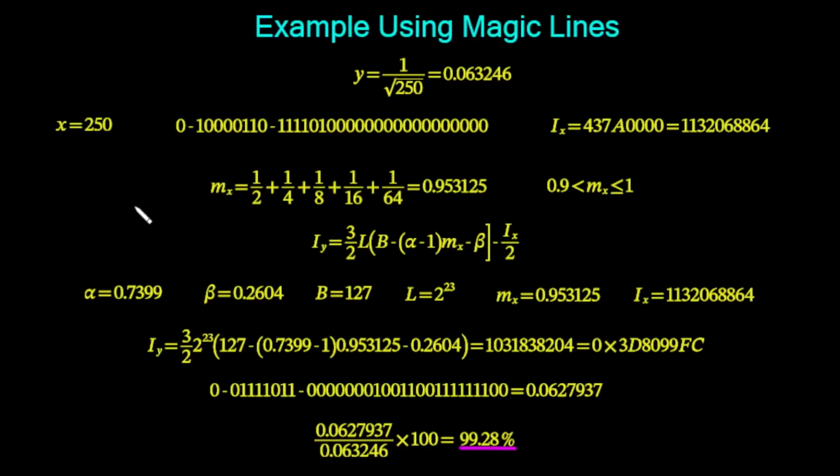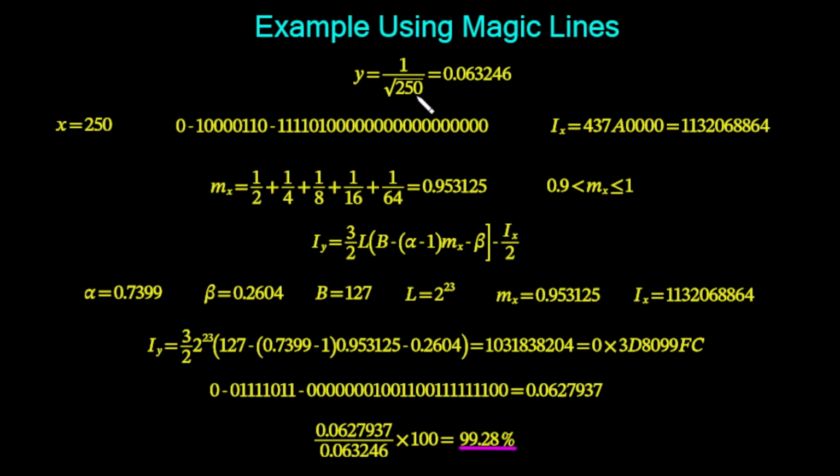So let's work through this example here. We're looking to evaluate y is equal to 1 upon the square root of 250. Now the correct answer is 0.063246.